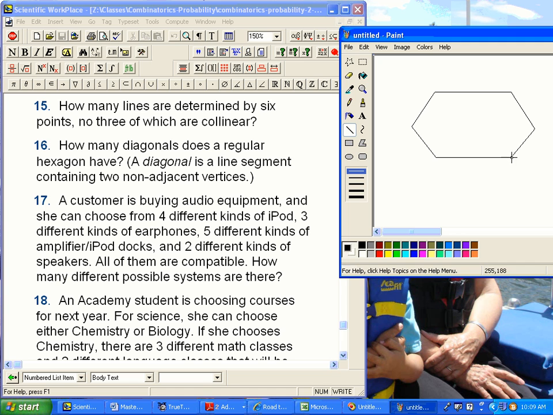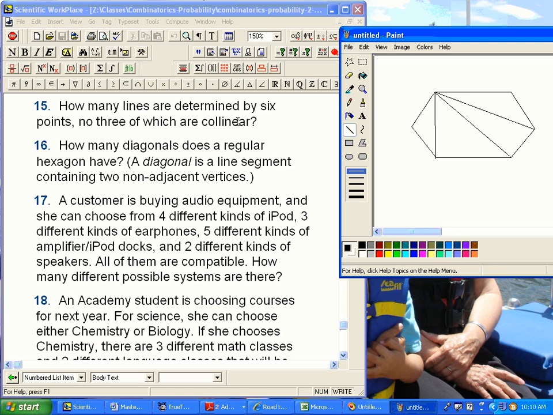I can connect them with a line. So I could connect this one with this one, or this one with this one, or this one. I could draw all of these. I'm not going to draw all of them right now, but I could draw lines from this point to any of the other points. Now I happen to have the outer edge of the hexagon already drawn. So for any one of these points, I can draw a line to any of the other ones. Or in other words, for any pair of points, that's going to give me a line.